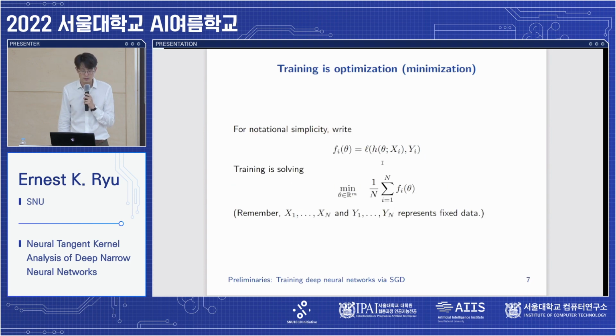For notational simplicity, we'll just write fi to be equal to the loss function that depends on the data point xi and yi. And now training becomes the optimization problem of finding the minimum of the sum of n functions f1 up to fn. And remember, the data points and the labels, the x's and the y's, are fixed problem data, and theta, the neural network parameter, is the unknown quantity that we wish to find through optimization. It's the quantity that we want to find through training.